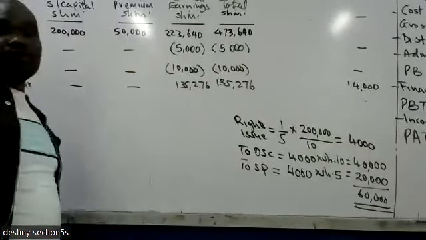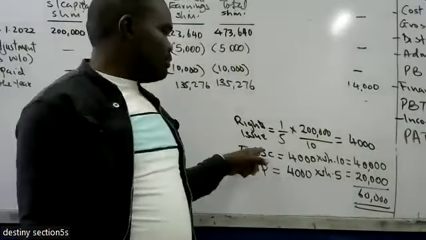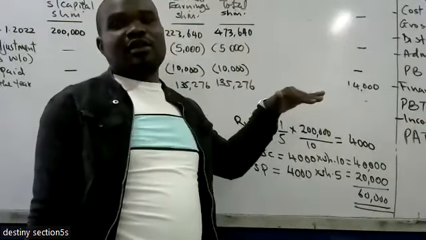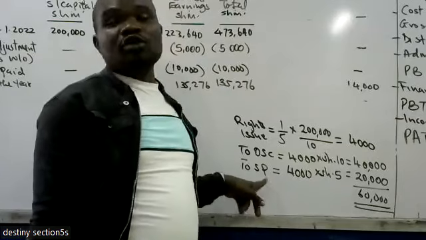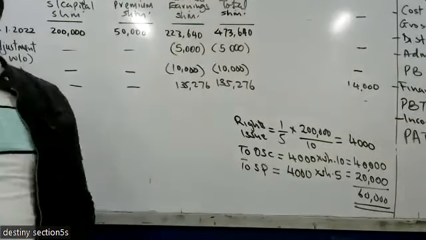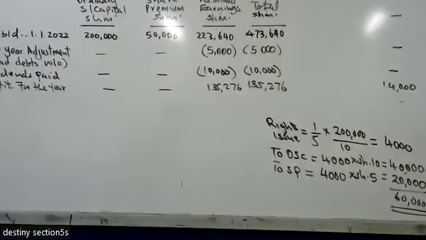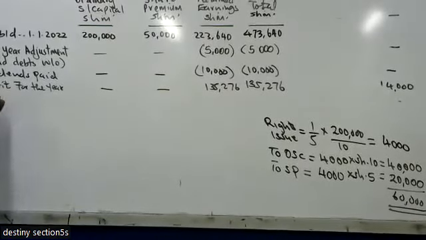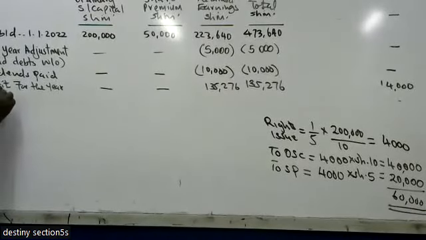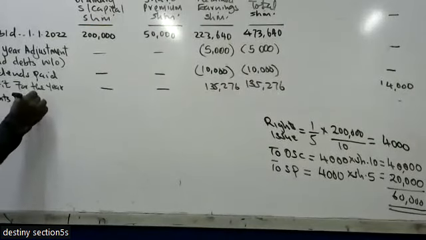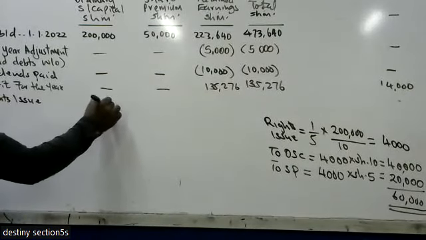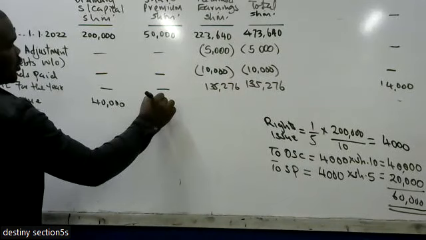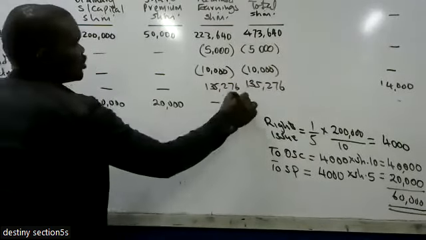They gave them at shillings 15. In the ordinary share capital, you can't post more than the par value. So the surplus of 5 goes to the share premium. So you will go to your schedule, then you say rights issue. Here you will put 40. Here you will put 20. Then total is 60.